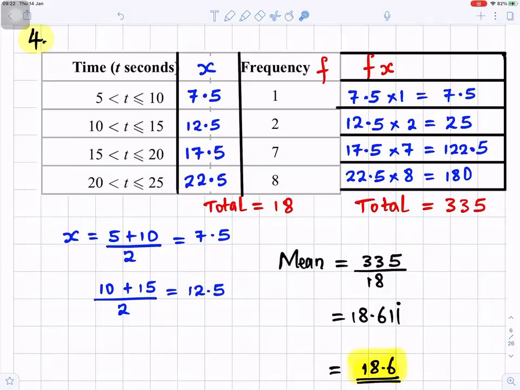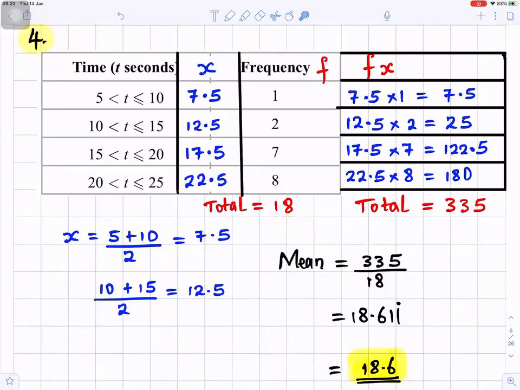Now, we have the 7.5 seconds and the frequency is 1. So we multiply 7.5 times 1, 7.5. 12.5 times 2, 25. 17.5 times 7, 122.5. And 22.5 times 8, 180. We will find the total for that column on the right there. I've circled it. When you find the total, you add them all up, it gives you 335. And the total frequency is 18.